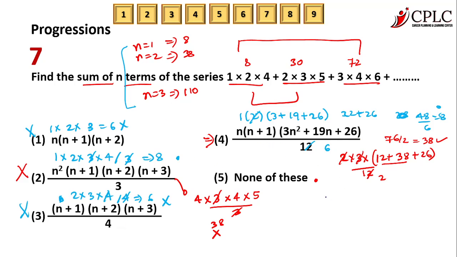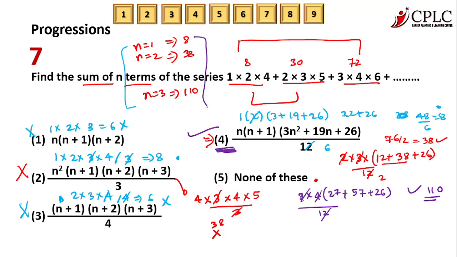N is 3 here. Okay, that is 3 into 4. 3 the square is 9. 9 into 3 is 27. 19 3s are 57 plus 26 divided by 12. This 12 gets off. This is 4, 4, 6 is 0, 20. 2 is the carry, right? So 6 plus 5, yeah, 11, 110. Satisfied. So I think answer option 4 is the answer, because in this answer all the values satisfied.